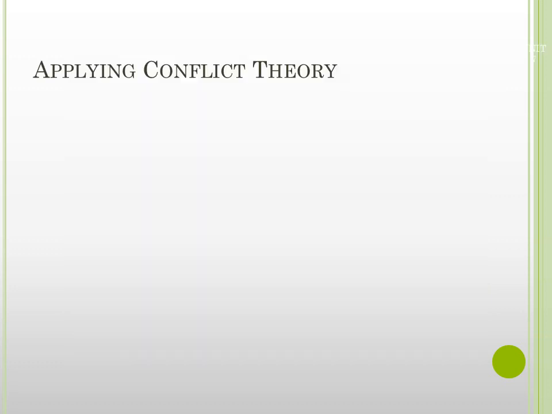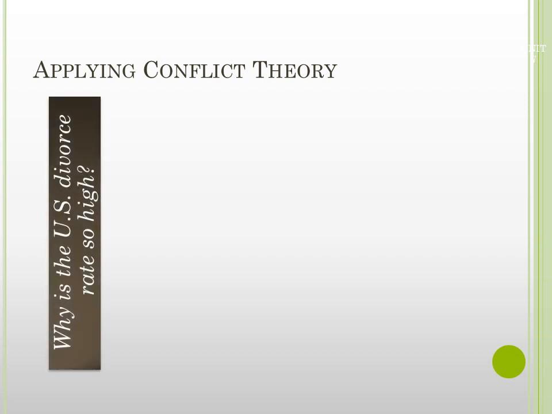So here again, the same thing that we did with functionalism, we're now going to do with conflict theory. If we're using a conflict theoretical approach, we're going to examine marriage and divorce again, because that's what our text does. We're going to ask a question very similar to our last question: why is the U.S. divorce rate so high?